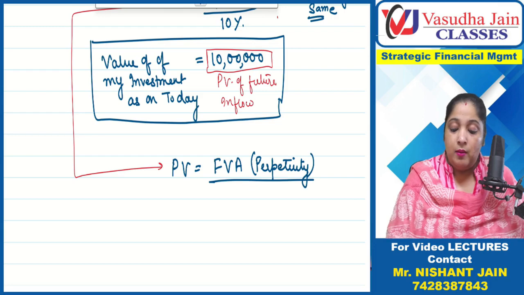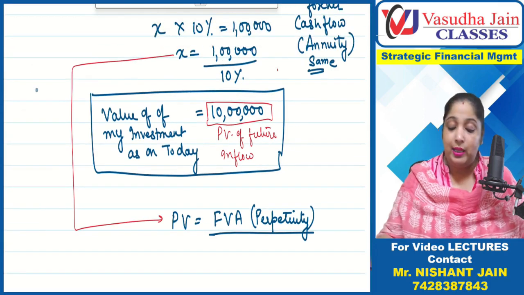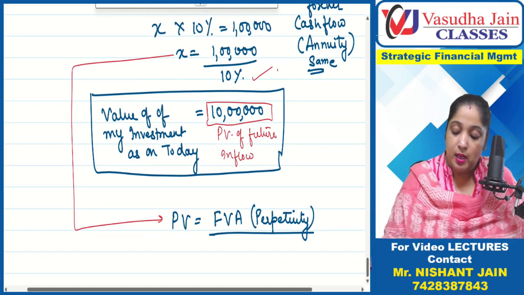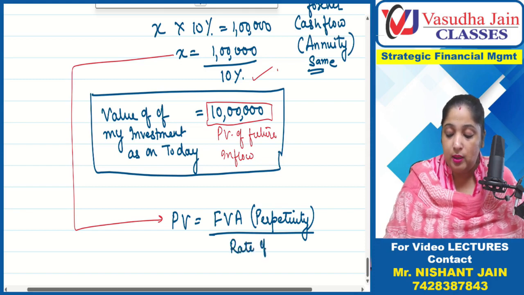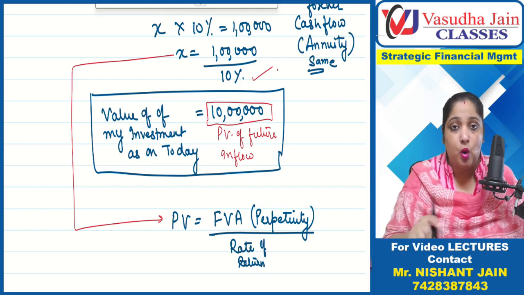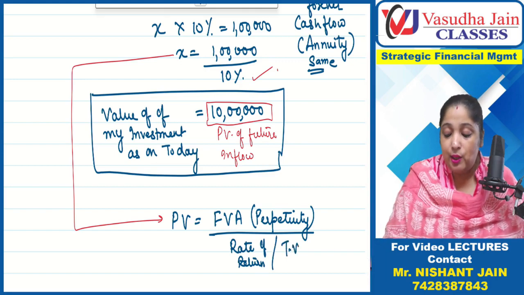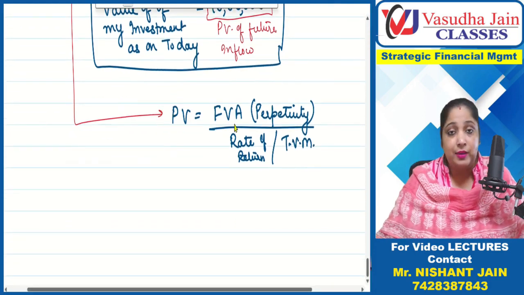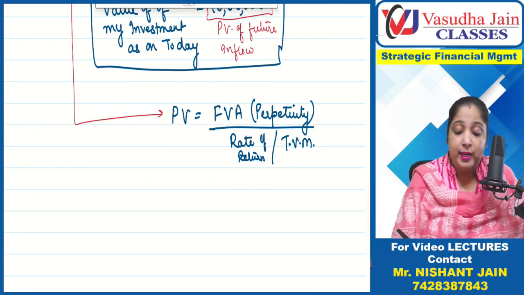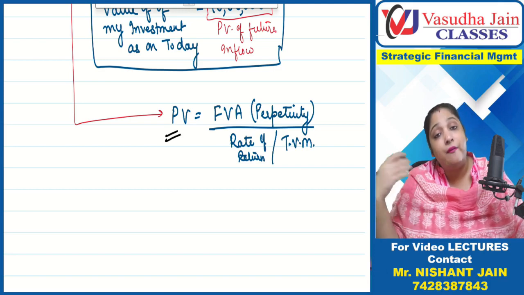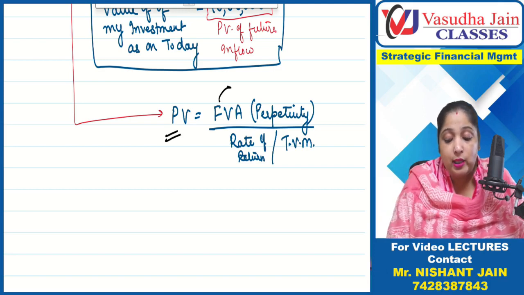Divided by what figure have we divided this amount? 10%, right? So 10% was what? Rate of return or time value of money. This is the return for me, but for the bank it is a cost to them, cost of capital, or I can say time value of money. So this is when I have to find present value, the present value of inflows that are going to come forever, which is called future value annuity.